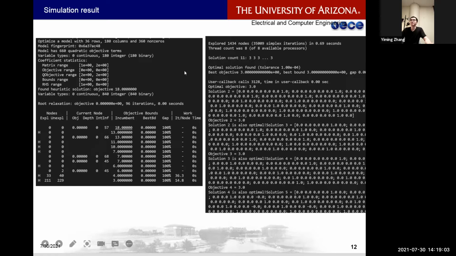Also, if you are trying to solve rather complex problems, you can set the time limit and the number of solutions you want to save after each run of a simulation. So for this case, I set the number of solutions I want to equal 11. So you can see all the solutions are optimal, and these are the outputs of different solutions. You can save them for further analysis.